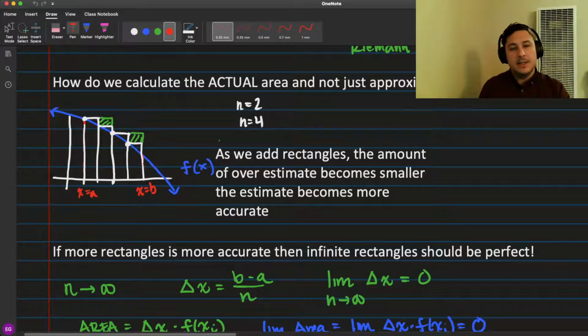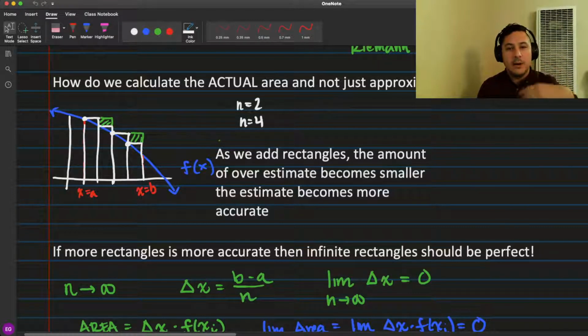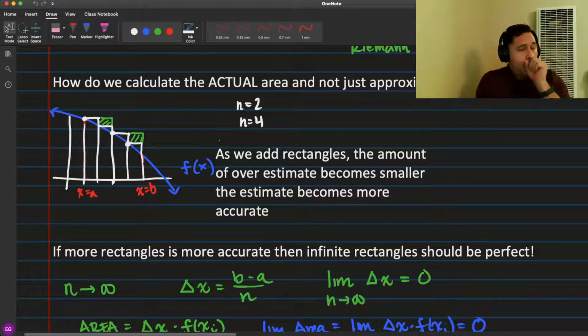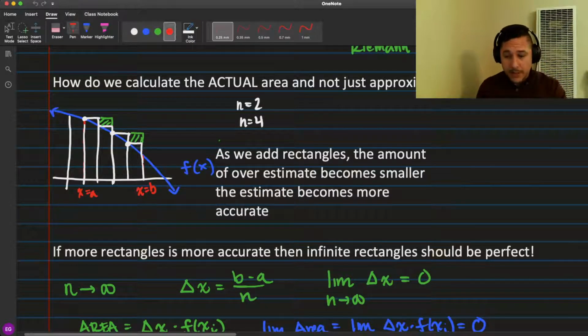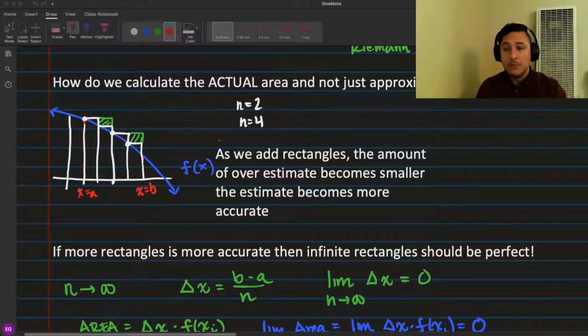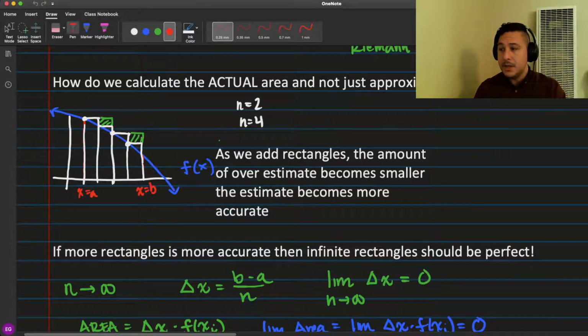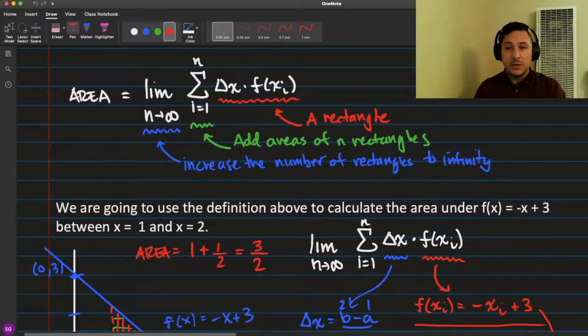In this case, you can see that as you went from 2 rectangles to 4 rectangles, you no longer had that extra green area that was an overestimate. So if you were to add more and more rectangles, you would slowly get more and more accurate. Okay. So last class we actually worked through a whole example where we saw how this would work.